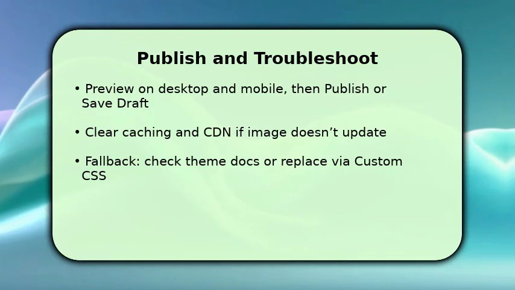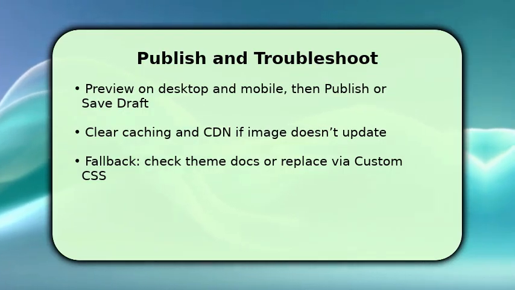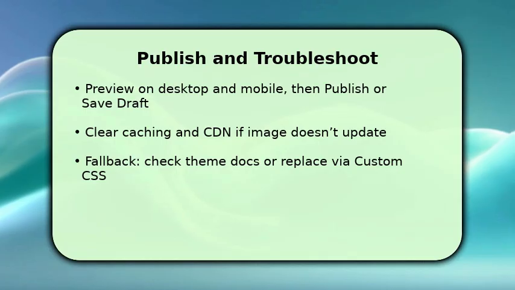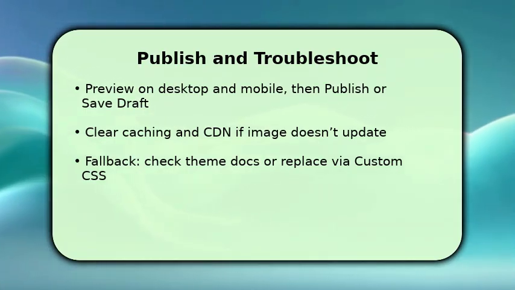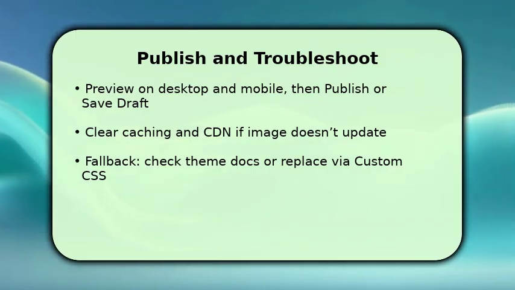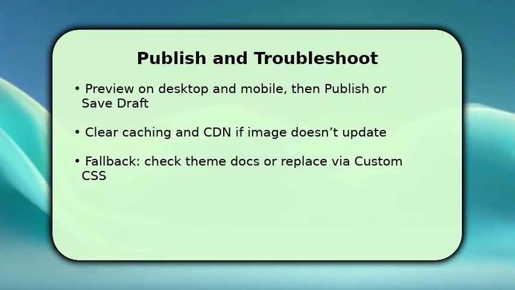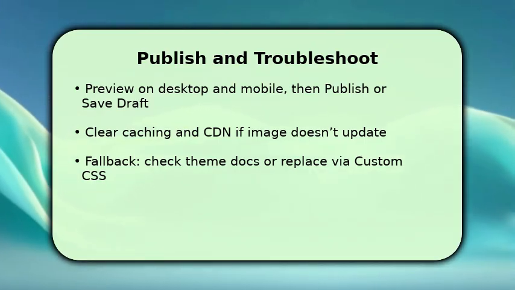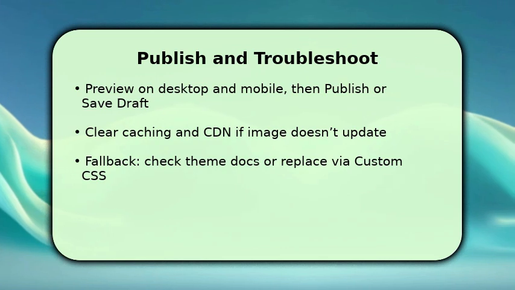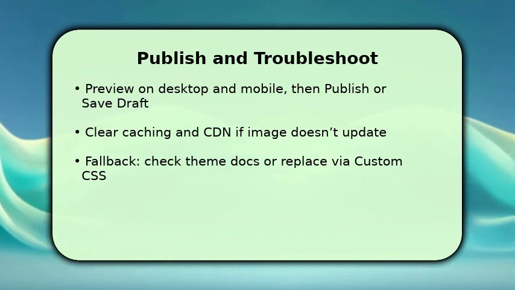If the new image doesn't appear, clear WordPress cache, any caching plugin, and CDN caches. This is the most common fix. If problems persist, make sure file permissions are correct and inspect the theme's hero settings. Sometimes a background image override or custom CSS blocks updates. If needed, override with a small custom CSS rule or consult the theme docs to resolve conflicts.